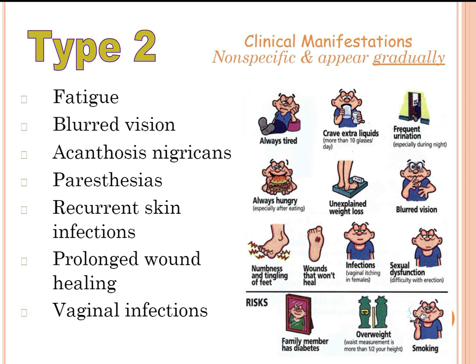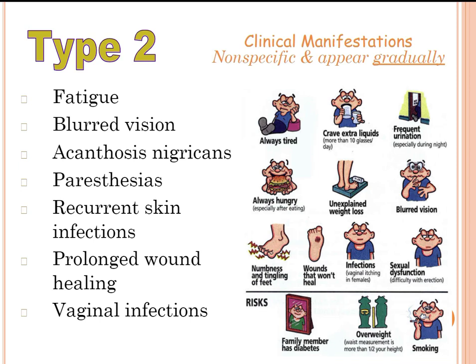And this makes sense if you consider the fact that the body is still producing some insulin in type 2 diabetes, especially in the earlier stages. So the clinical manifestations might not be as sudden and as intense as they are for type 1 diabetes.